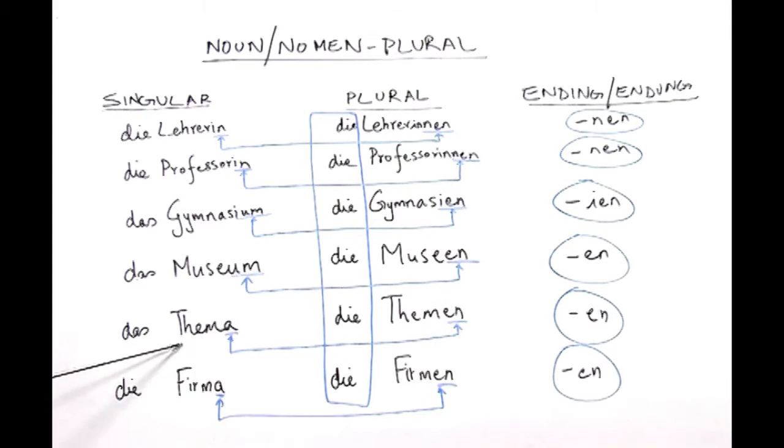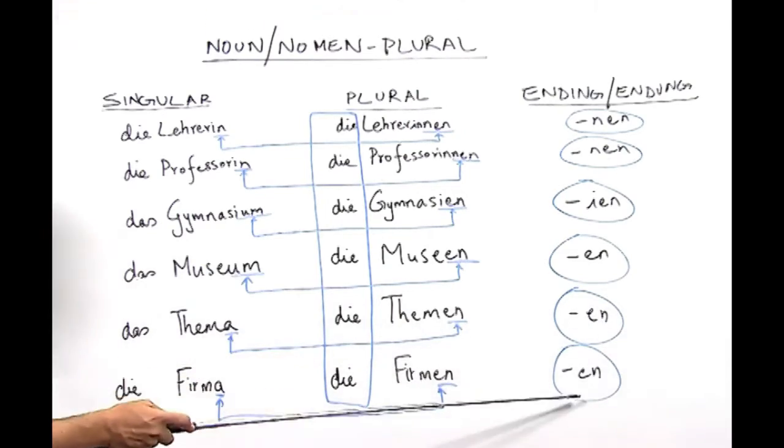Now, let us look at these two nouns together. These nouns Thema, which means theme or topic, and Firma, which means a company, they both have the same ending a. However, they have different articles. Das Thema, die Firma. However, both of them have the same ending in plural, which is en. So, usually when you have nouns which end with a, irrespective of the article which they carry, they usually have the plural ending en.